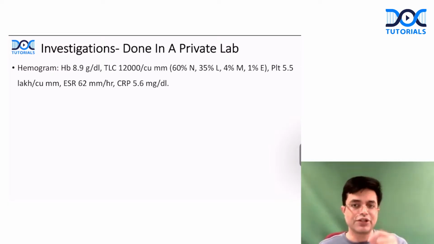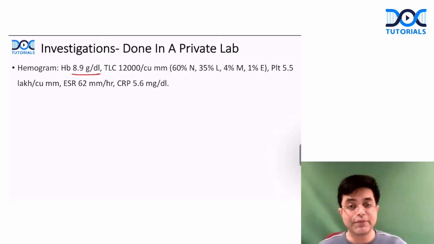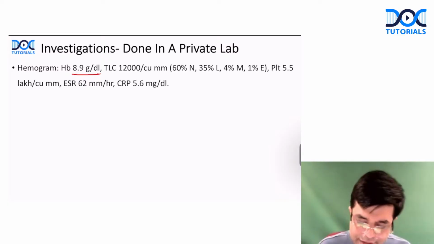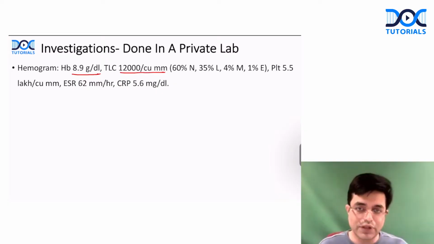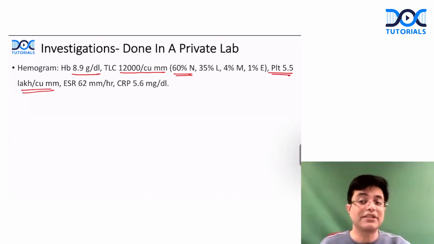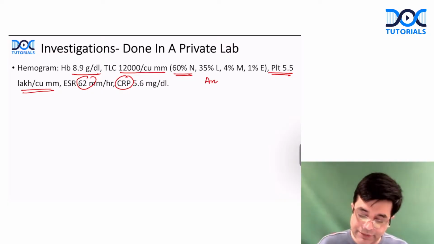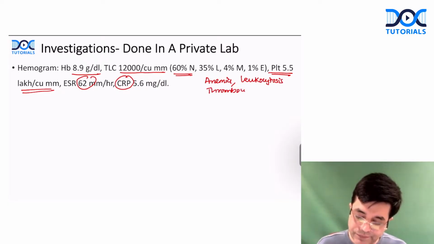So when you look at the investigations in this patient, you found that Hb was 8.9 gram per deciliter. That is, it was showing anemia in the patient. Not very severe anemia, but anemia is there. TLC is on the higher side, 12,000. So leukocytosis is there with 60% neutrophils. Platelet count is 5.5 lakh per cubic mm. Can you see thrombocytosis present in the patient? And ESR and CRP are high. So this patient is having anemia, leukocytosis, thrombocytosis, and raised ESR and raised CRP.